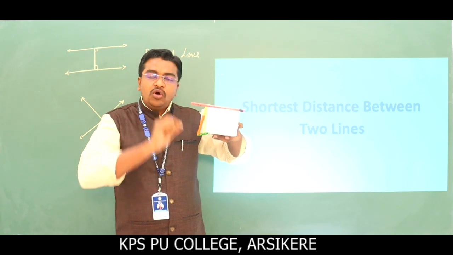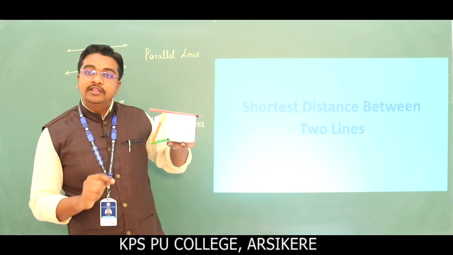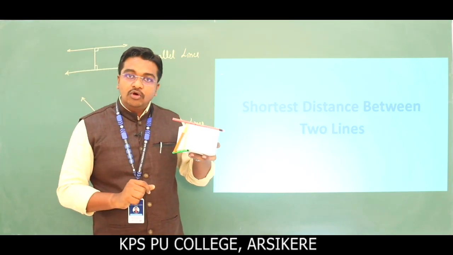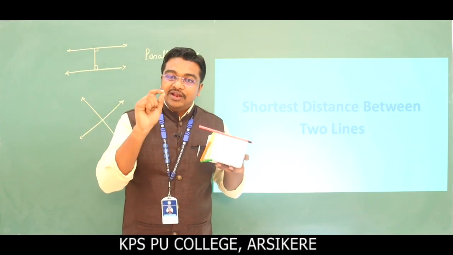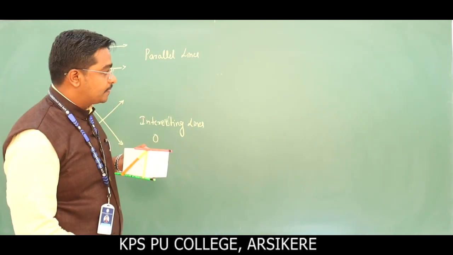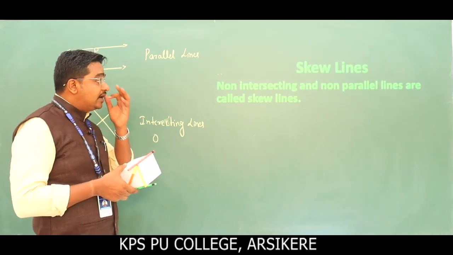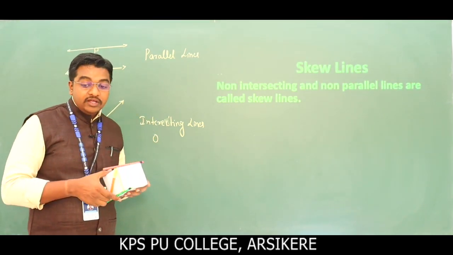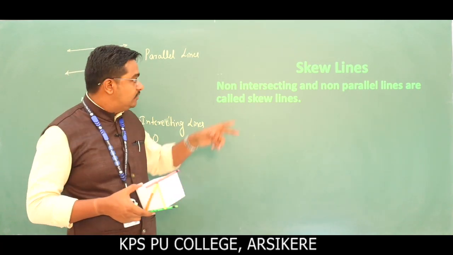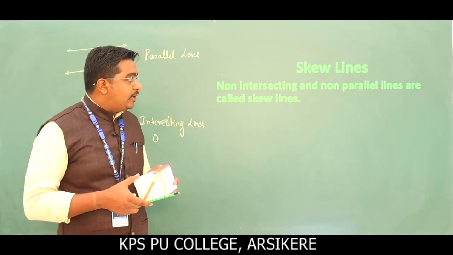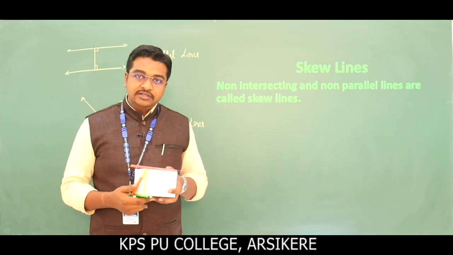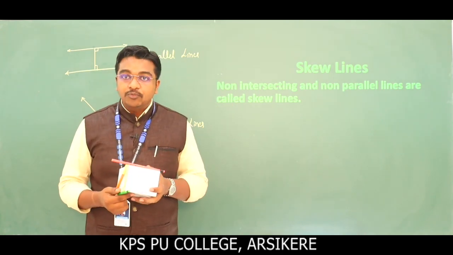So how to find the shortest distance between them? For that, first we go with the definition of skew lines. Definition: non-intersecting and non-parallel lines are called skew lines. Just write down the definition. The definition is very important.